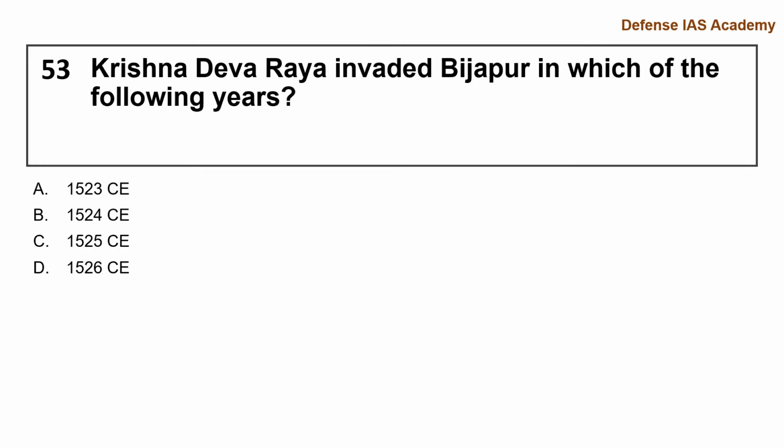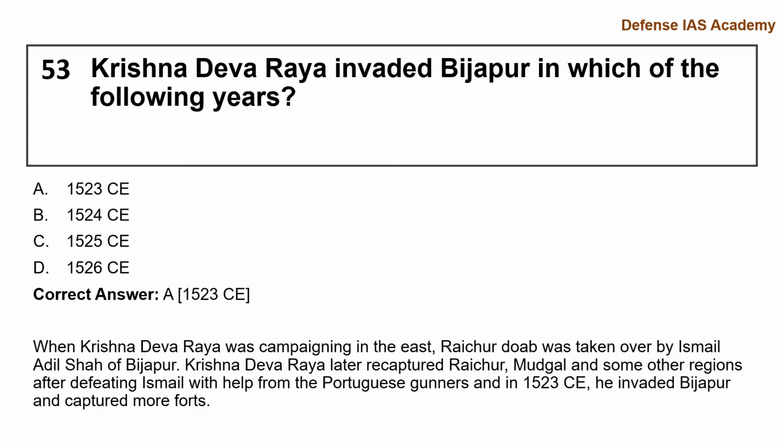Question number 53. Krishna Deva Raya invaded Bijapur in which of the following years? The correct answer is option A, 1523 CE. When Krishna Deva Raya was campaigning in the east, Raichur Doab was taken over by Ismail Adil Shah of Bijapur. Krishna Deva Raya later recaptured Raichur, Mudgal and some other regions after defeating Ismail with the help of the Portuguese gunners, and in 1523 CE he invaded Bijapur and captured more forts.